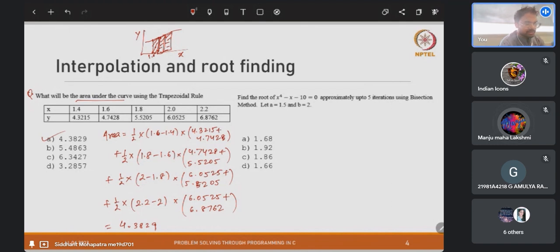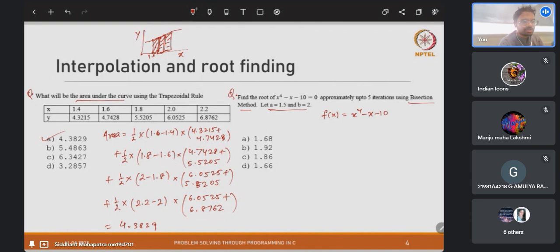Alright, if that is clear, then we shall move to the next question, which is root finding. Root finding basically means finding where the value of the function reaches 0. The function is x to the power 4 minus x minus 10. We have to find numerically at what x value f of x becomes 0, and we have been told to do it using the bisection method that we discussed in the previous week's lectures and the previous tutorial class as well.